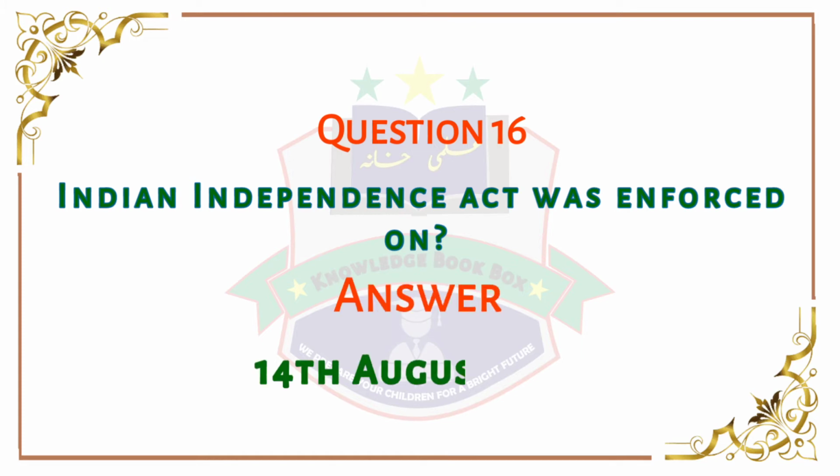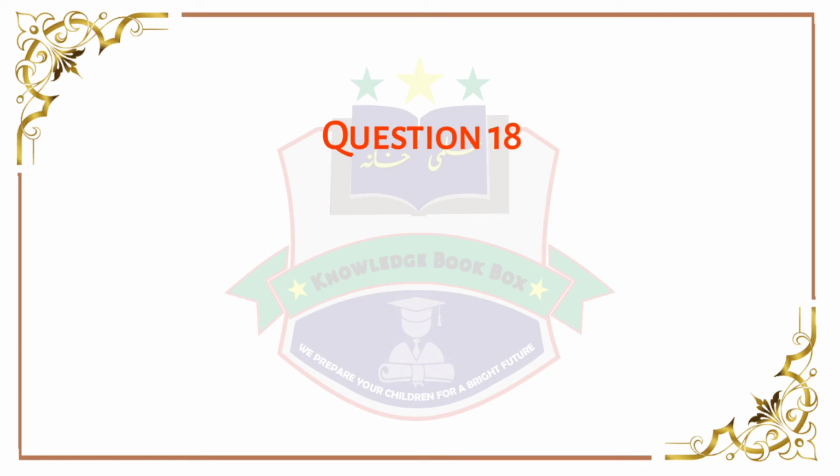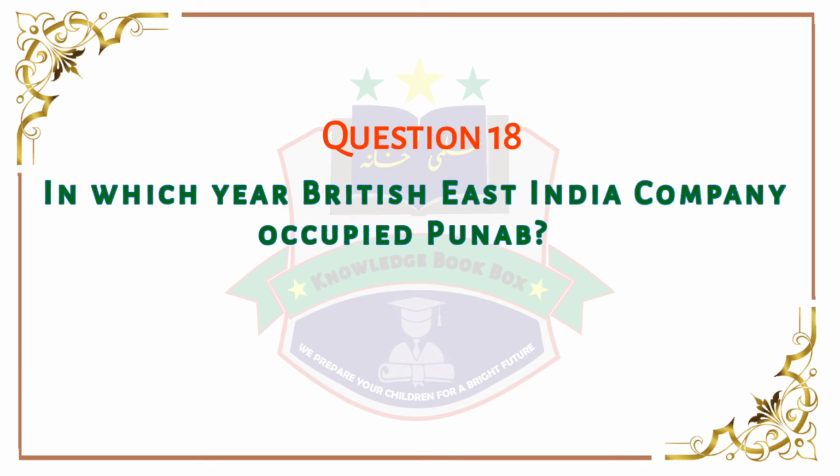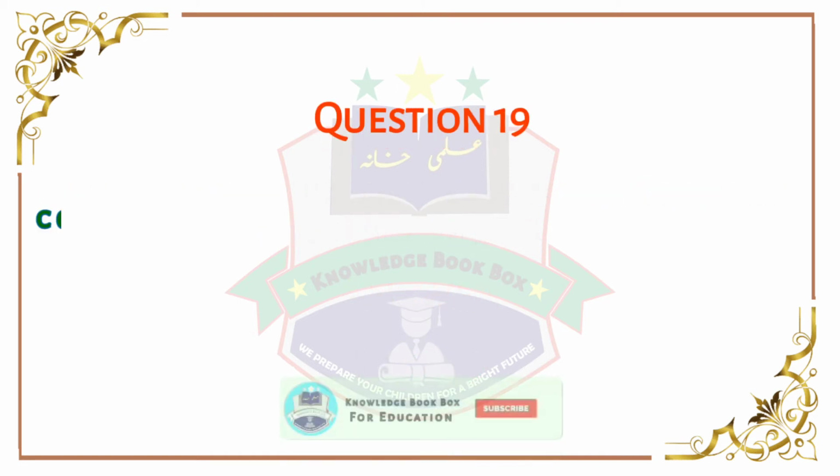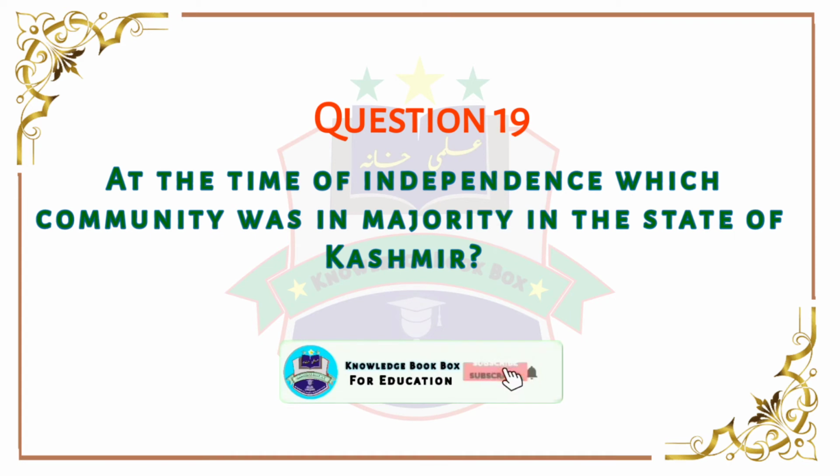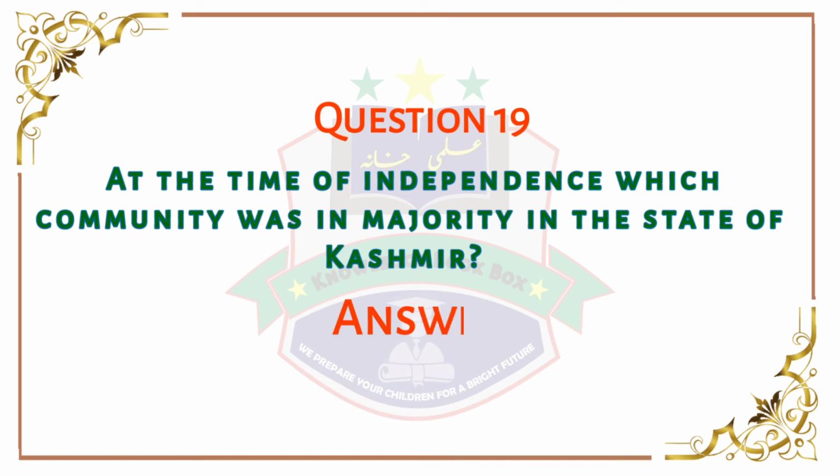Question number 18. In which year did the British East India Company occupy Punjab? Answer: in 1849. Question number 19. At the time of independence, which community was in the majority in the state of Kashmir? Answer: Muslim.